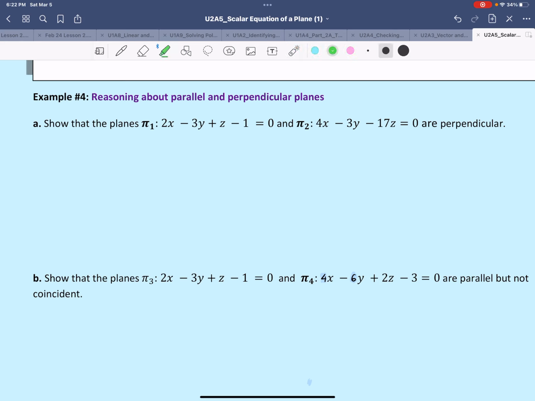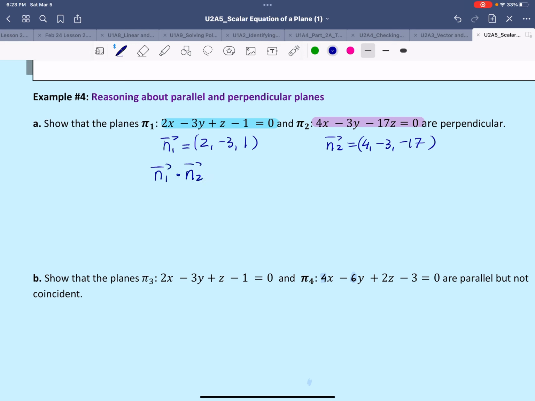We're given the equations of two planes, plane pi 1 and pi 2, and both planes are given in scalar form. And we want to show that the two planes are perpendicular. So first we'll identify the normal of the first plane. That's 2, -3, 1. The normal of the second plane is 4, -3, and -17. So let's find the dot product of these two vectors to see what we get.